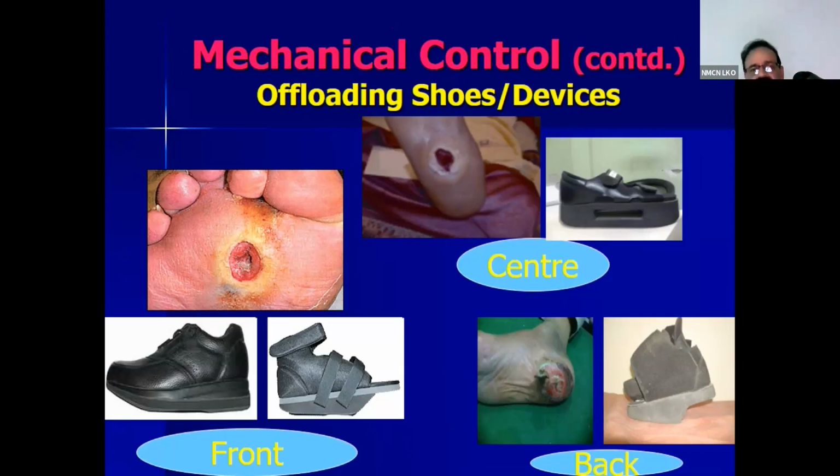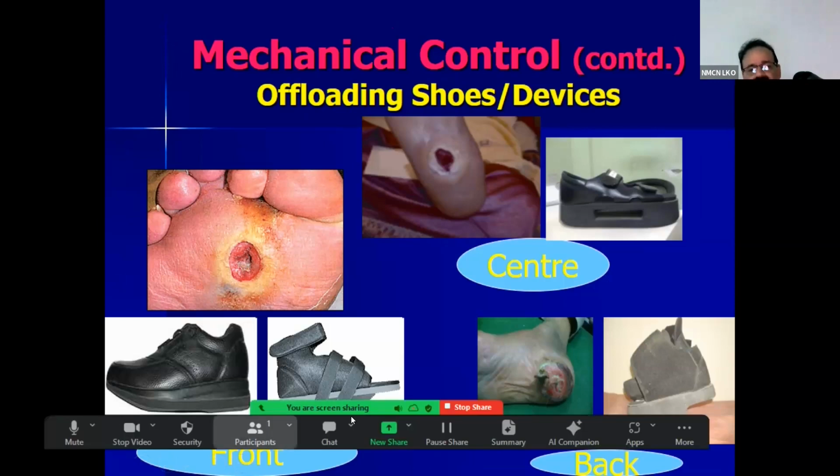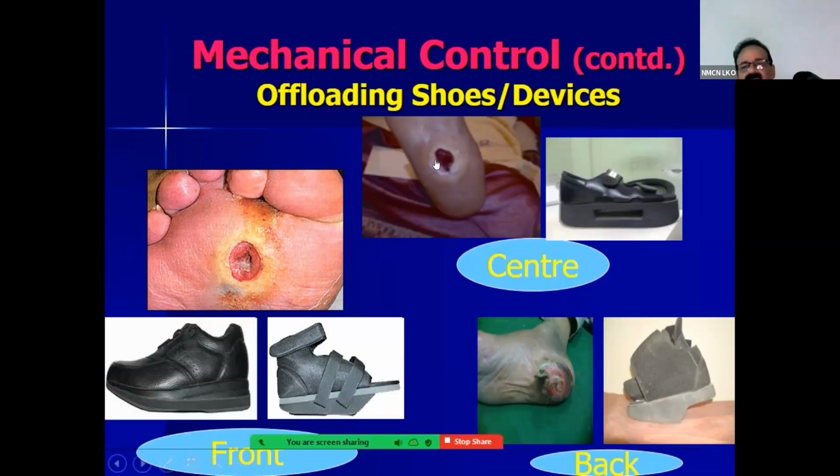Then if there is an ulcer in the metatarsal region, we give front offloading shoes, that is, the forefoot type. If it is in the midfoot area, then this type of central offloading shoe. And if it is the heel area, then we give this type of offloading shoe.